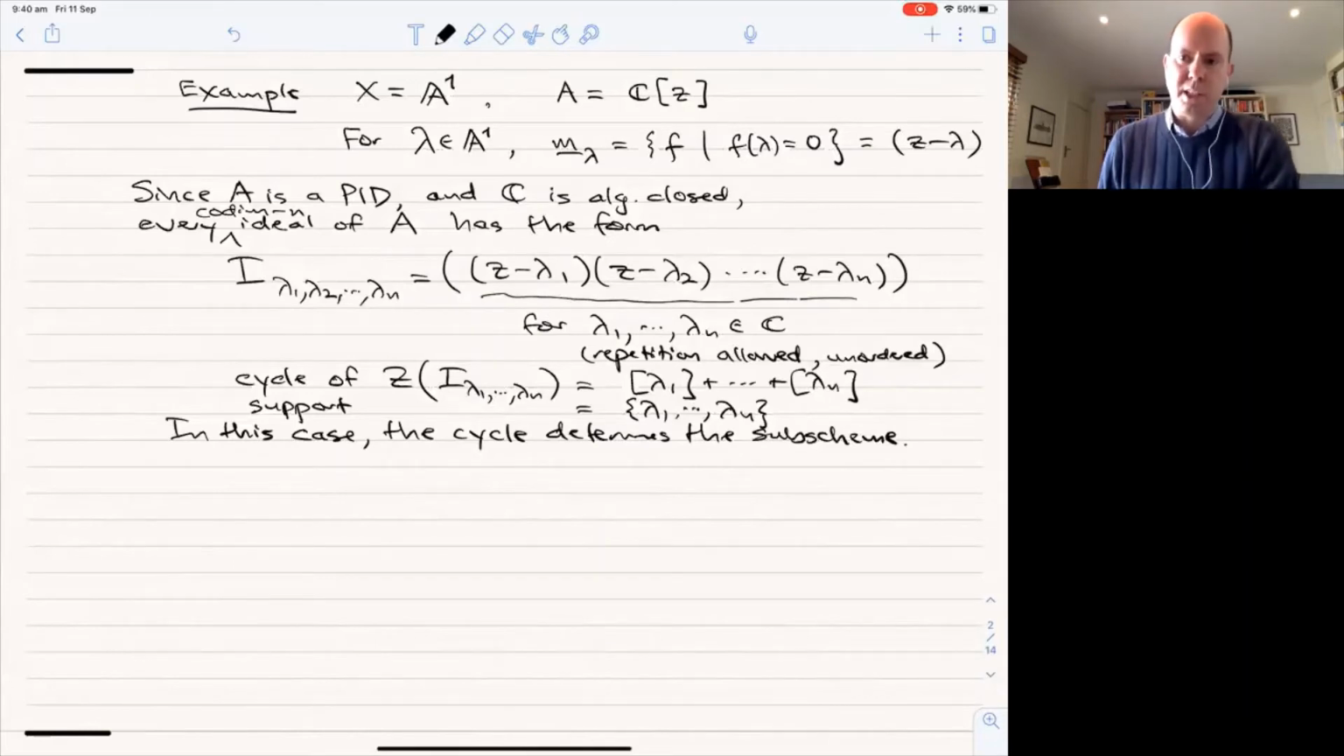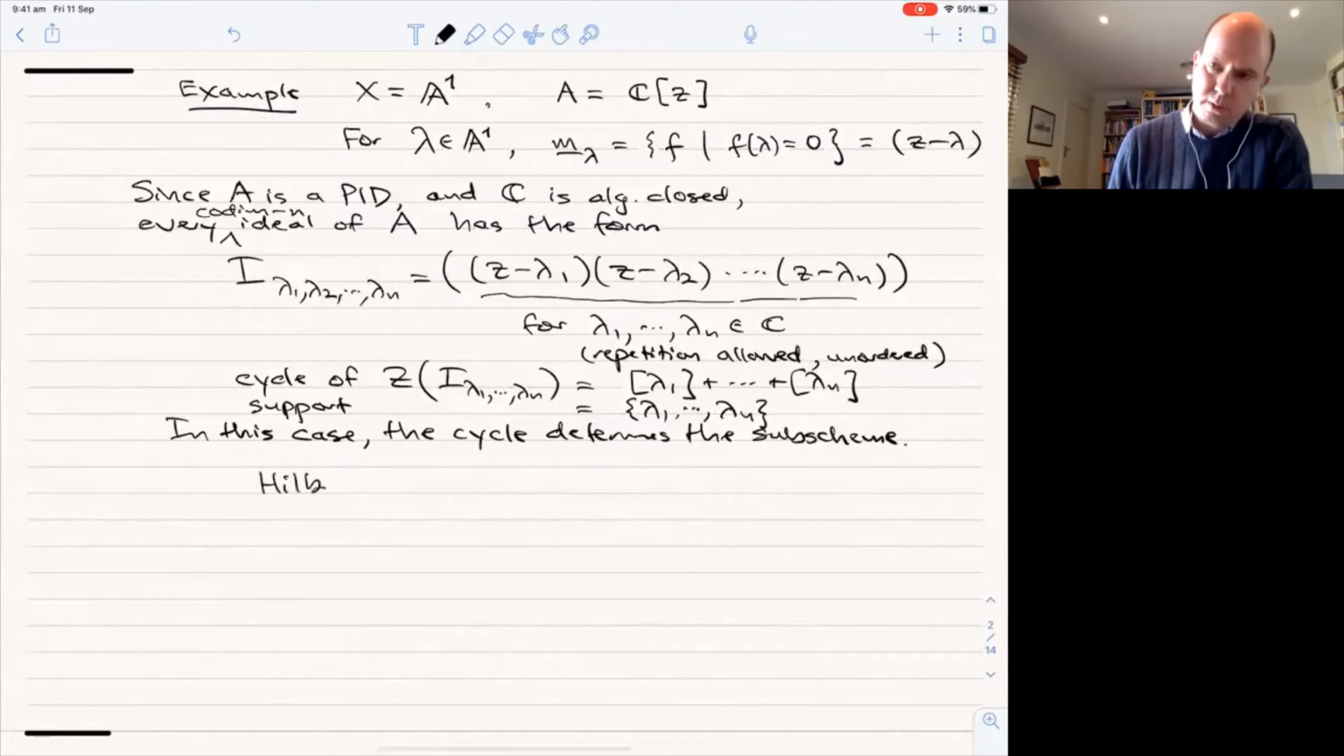Yeah, so Vidit's asked a question in the chat, which was the next thing I was going to say. What this means is that in this case, the Hilbert-Chow morphism is an isomorphism.